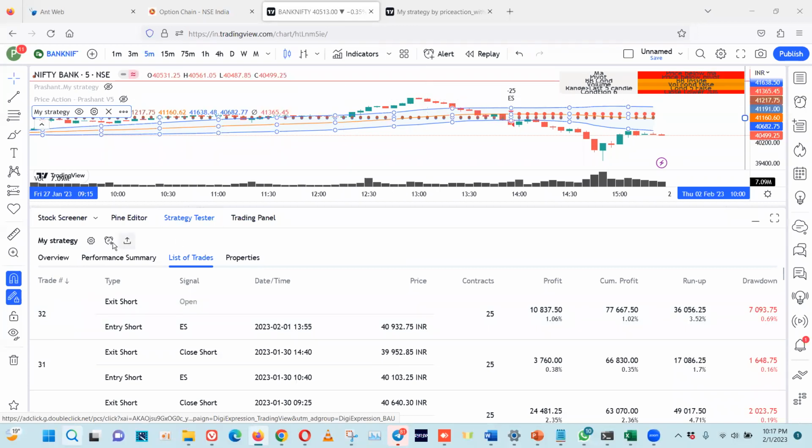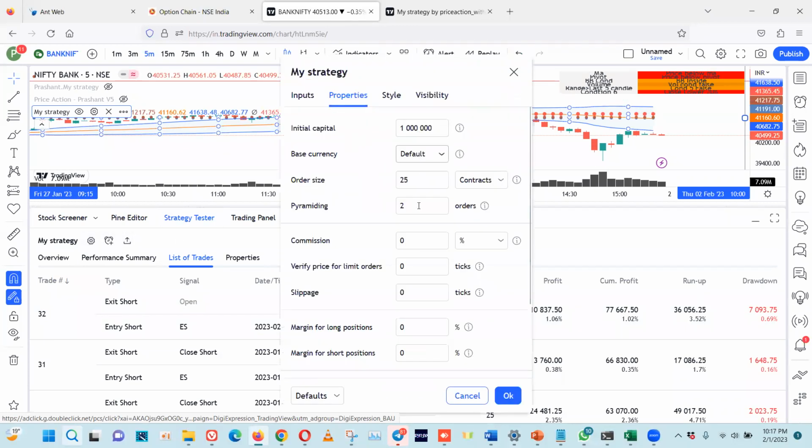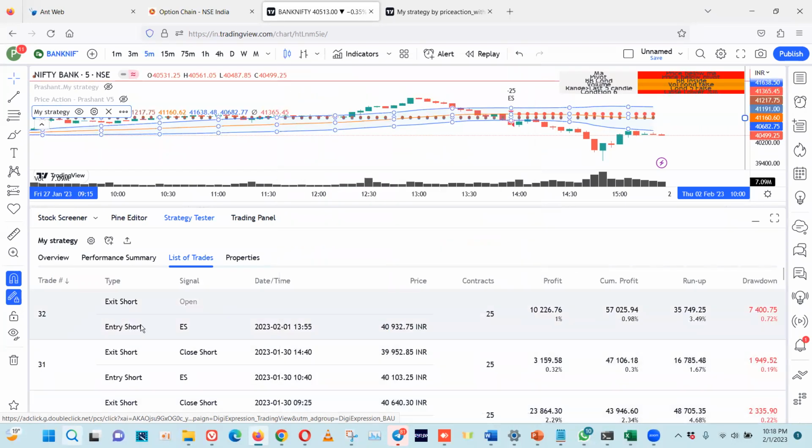And how much is the commission in this? We have to write commission as well. Percentage 0.03. So this way we can see there is 57,000 rupees of cumulative profit for one lot in the last 3 months. So that is more than 1/3 if we just use 1,50,000. But that is not ideal. We have to use more capital.